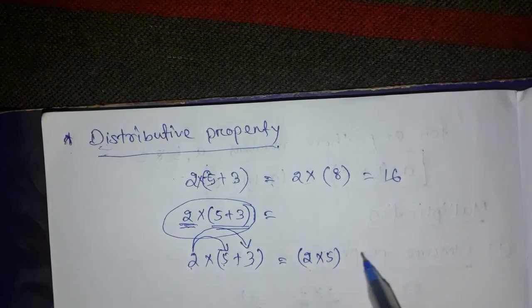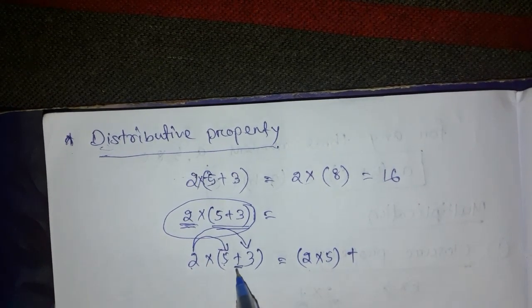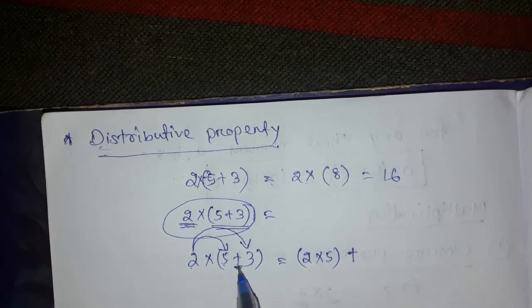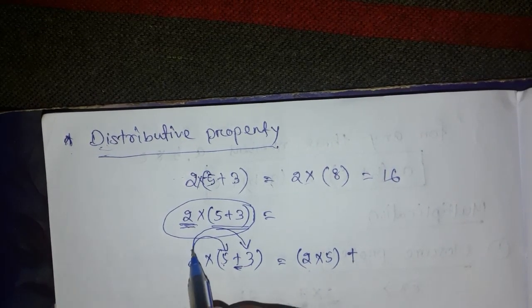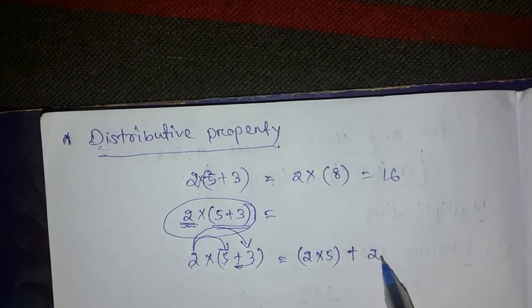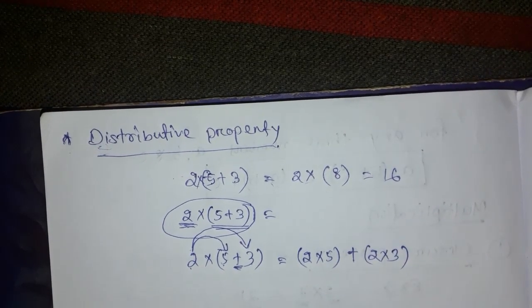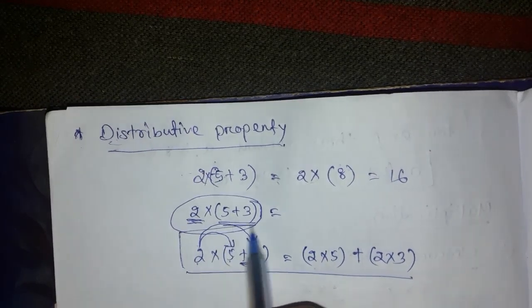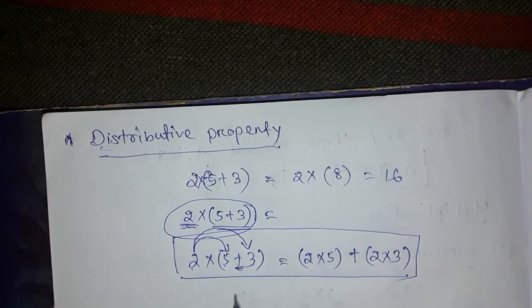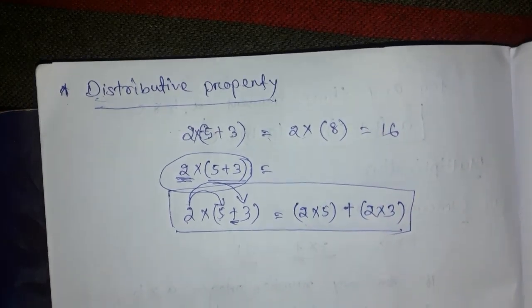Then comes the plus. If there is a plus, we have to put the plus; if there is a minus, you have to put a minus. Then the first number is multiplied with the third number, that is 2 into 3. This property or rule is known as the distributive property.